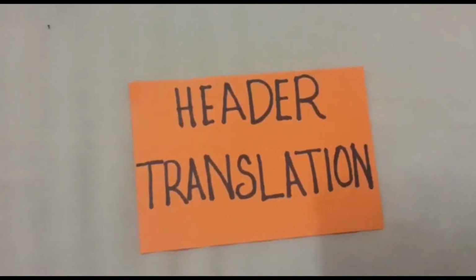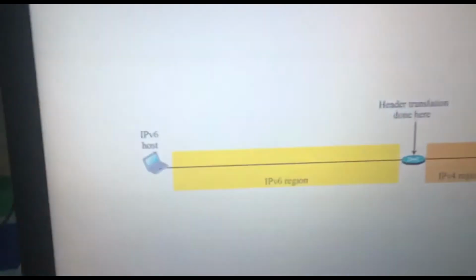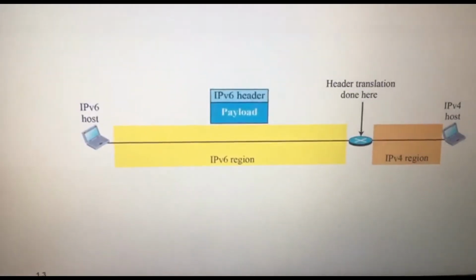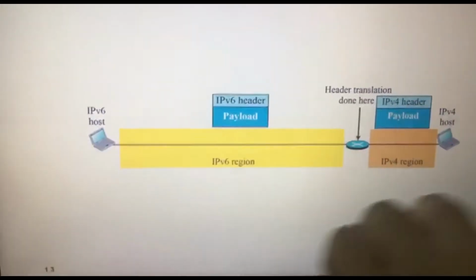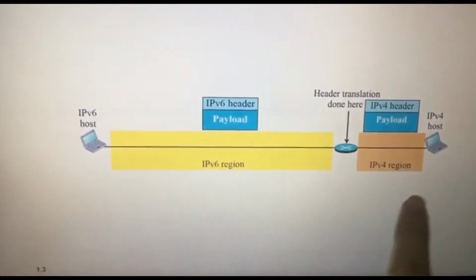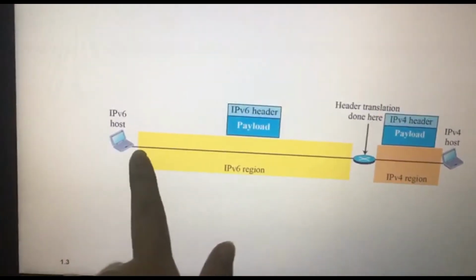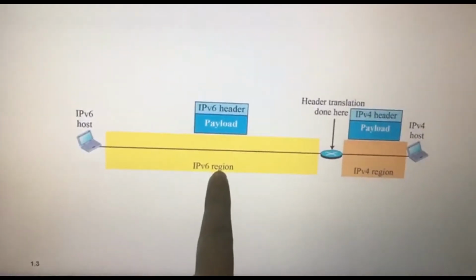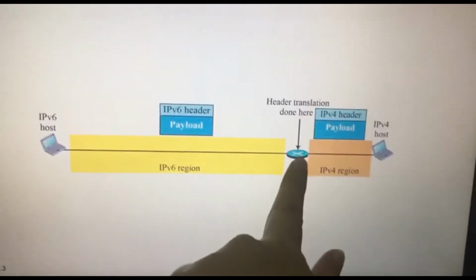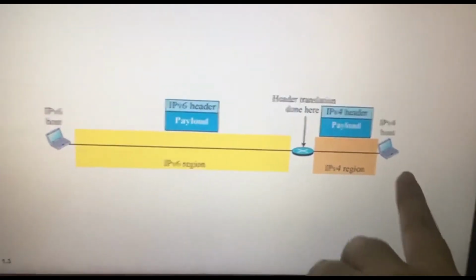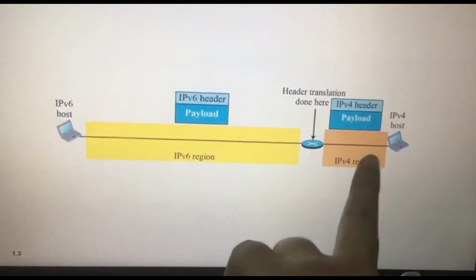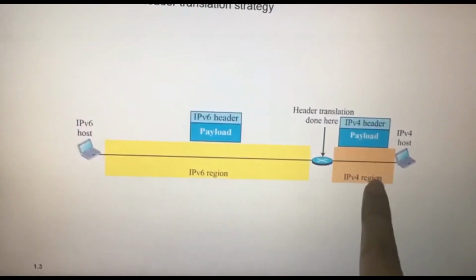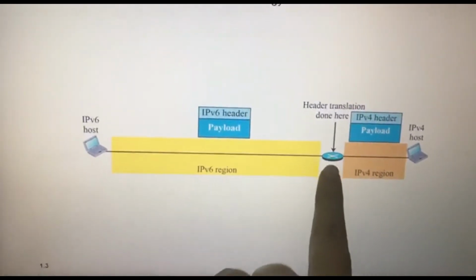Next is the header translation strategy. So this is the header translation strategy. Okay, this side has an IPv6 host, and this is an IPv4 host. The IPv6 host goes to the IPv6 region and stops at the header translation here. From this side, the IPv4 host goes to the IPv4 region, and then this is for the IPv4 system, and goes to the header translation and stops here.